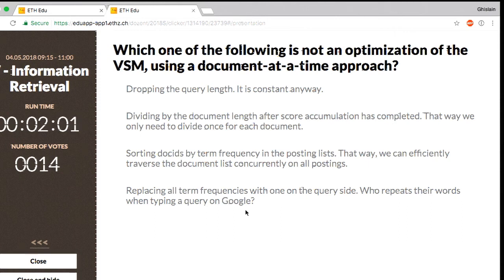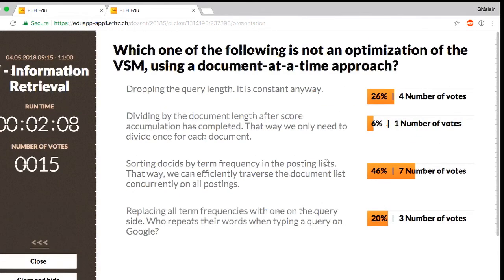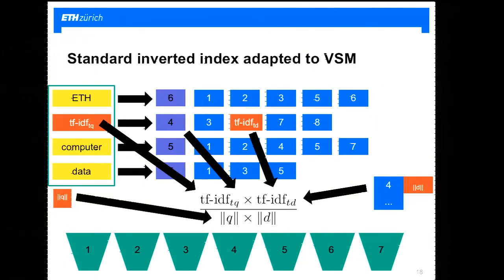Who needs more time? A bit more time? Nobody? So I will not close it, but just show you the answer. Yes, you are actually correct. This is the one that doesn't make sense, sorting document IDs. And the other 3, I will come right back at it, because it's all on the slides.